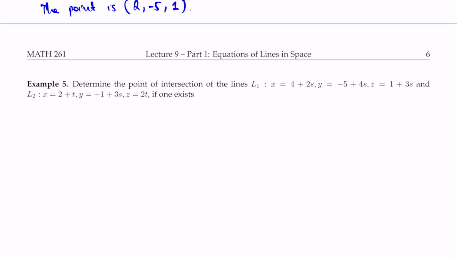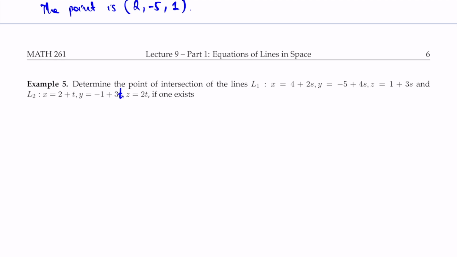So in example 5, we want to determine the point of intersection of the lines L1: x equal to 4 plus 2s, y equal to negative 5 plus 4s, and z equal to 1 plus 3s, and L2: x equal to 2 plus t, y equal to negative 1 plus 3t, and z is equal to 2t. Again, what we want to know first is whether the two lines are intersecting one another before you can find the point of intersection.